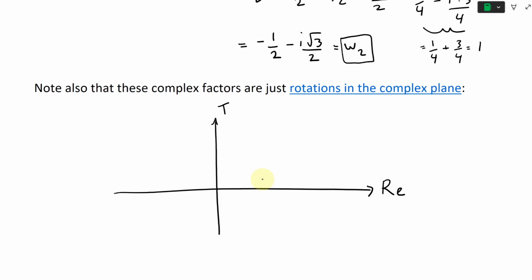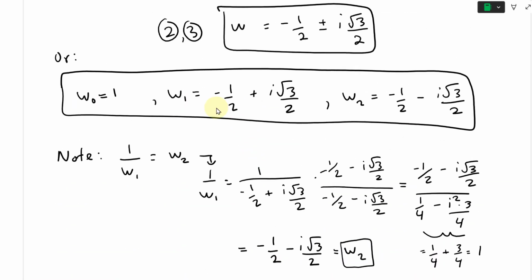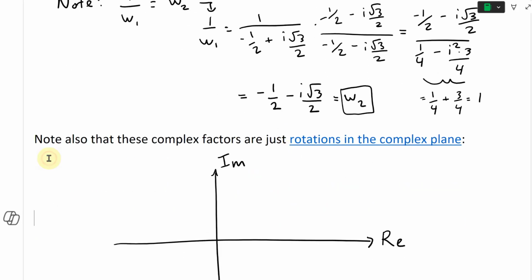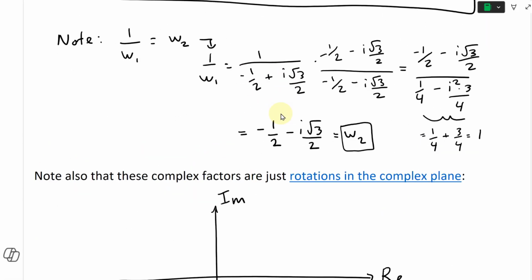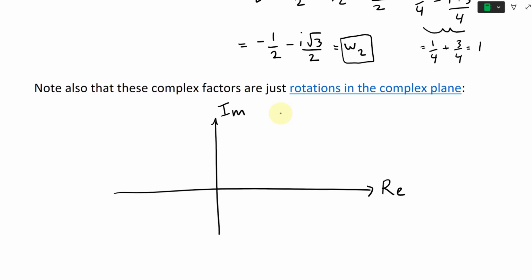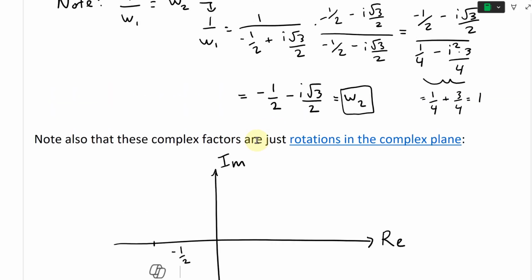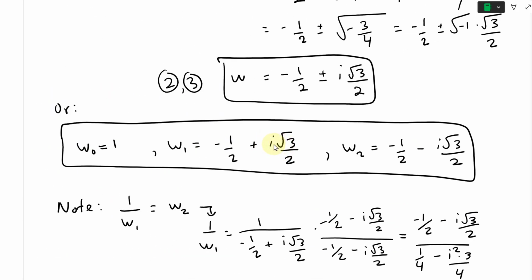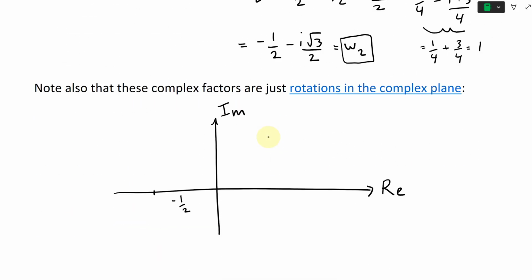So here's the real part, and here's the imaginary part, IM, and there's a Re at the bottom there. Now we're dealing with, let's say, the first one, -1 over 2 plus I times square root 3 over 2. The real part in this one is -1 over 2, so we go -1 over 2 on the left side. And then we go up, plus I, the imaginary part, so we go up square root 3 over 2.